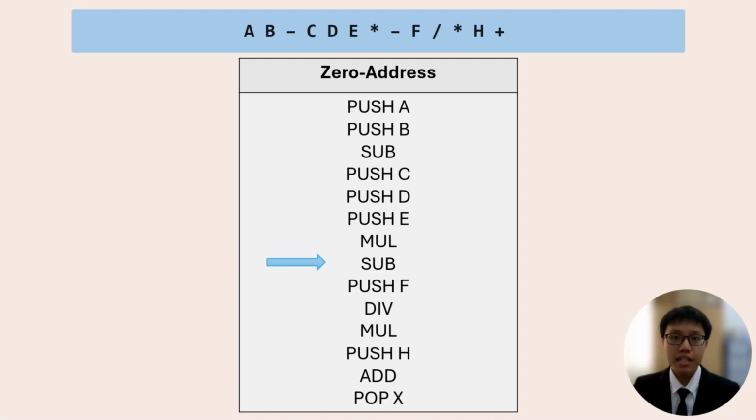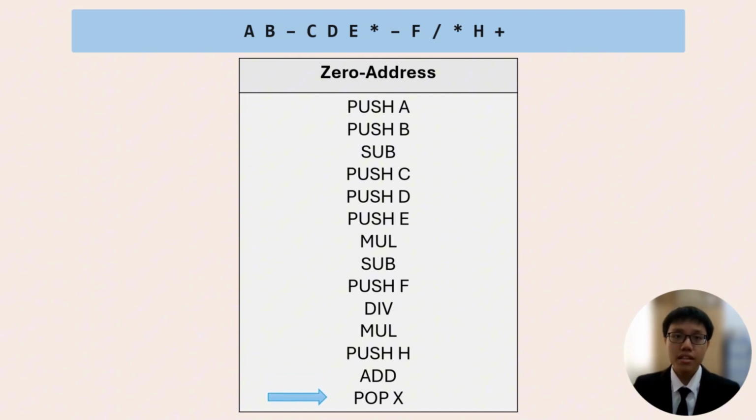The next operand is F, the instruction is push F. The operator is division, the instruction is div. The operator is multiplication, the instruction is mul. The next operand is H, the instruction is push H. The operator is addition, the instruction is add. Finally, the result is stored using the instruction pop X.